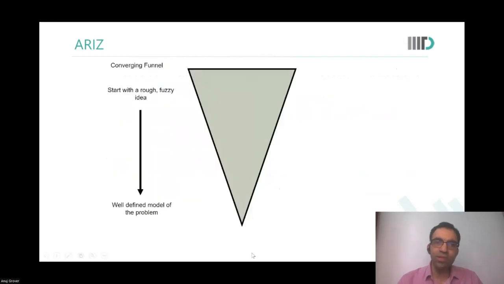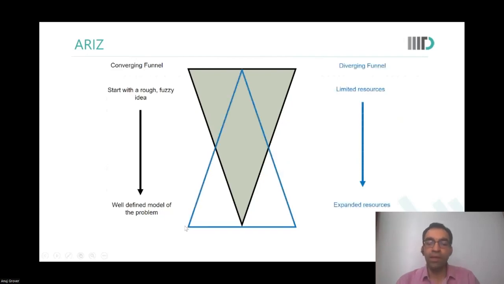Interesting? So as I said, there is one converging funnel where we start with a rough idea and move into the zone of a well-defined problem model. The other one is a diverging funnel, where initially we think there are no resources to solve the problem. That is the primary reason the problem is there. But as we proceed through the ARIZ flow, we come to see that there are more resources and they can be used to solve the problem at hand.